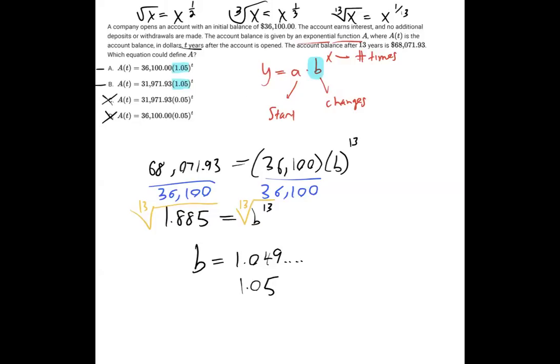And we had the 36,100 right here. So that is our starting number. So the one that has everything is answer choice A.